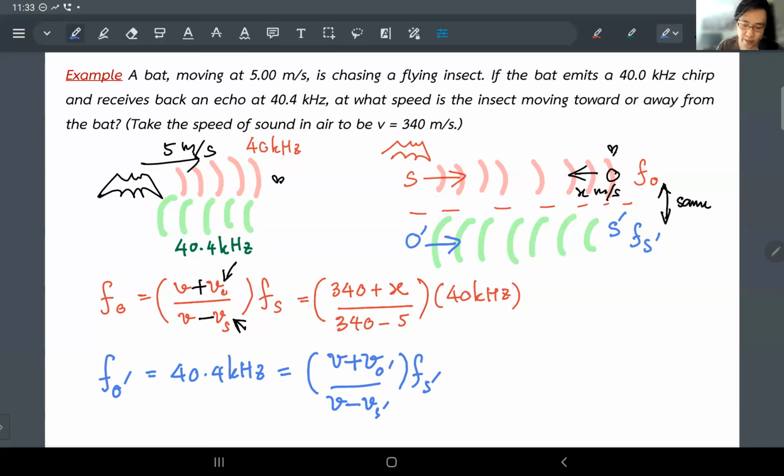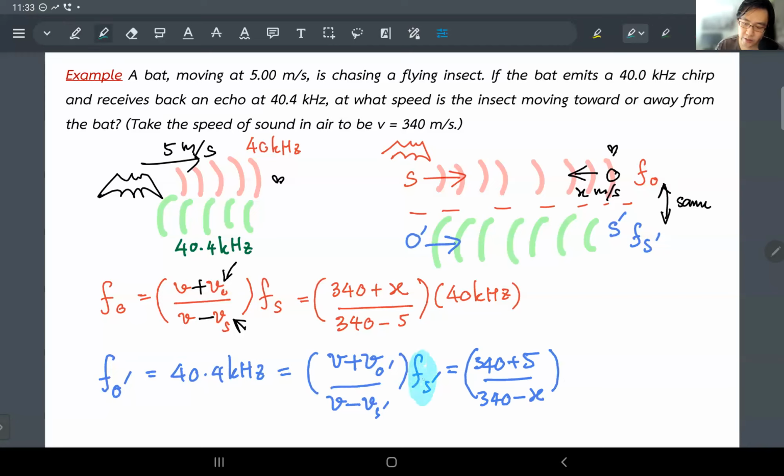All right, just to make sure that we get everything correctly substituted, I'm going to show you what the numbers are. 340, that's for the speed of sound. What about the observer in the second half? It is the bat, so it's going to be 5 here. With me, guys? Okay, so far so good. Down here, 340 minus the speed of the source. The source now is the insect. That's x.